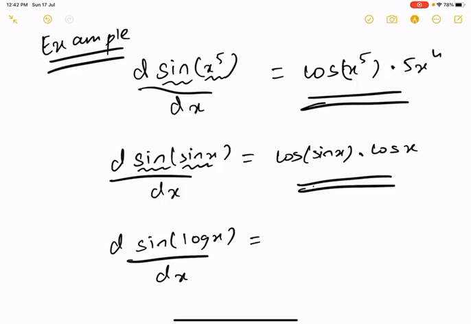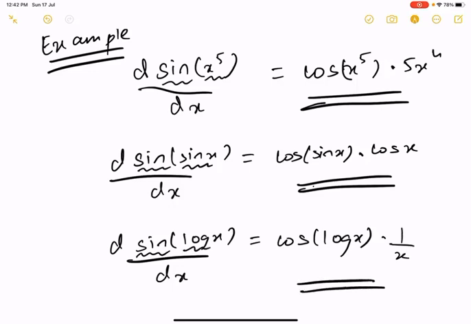So here, again read from here, sine. What is the differentiation of sine? Derivative of sine is cos. What is the input? Log x, multiplied by the derivative of log, which is 1 by x. That's it.